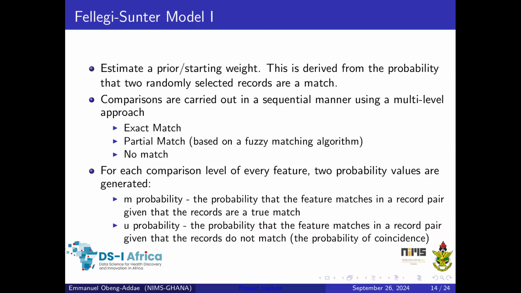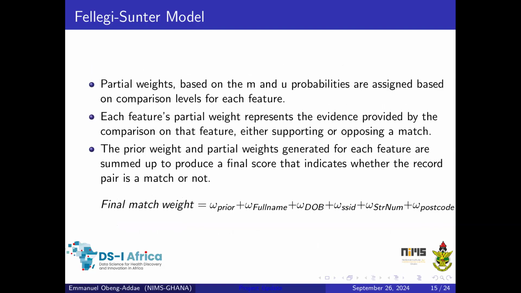So apart from the algorithm looking at it in terms of an exact match, it can also look at it in terms of the Jaro-Winkler similarity. So if the similarity between the names in both records is more than 0.9, then what's the probability that they are referring to the same individual? And if the similarity is greater than 0.9, what's the probability that this was just by mere coincidence? So these are the two probability values that we estimate for each feature on each level.